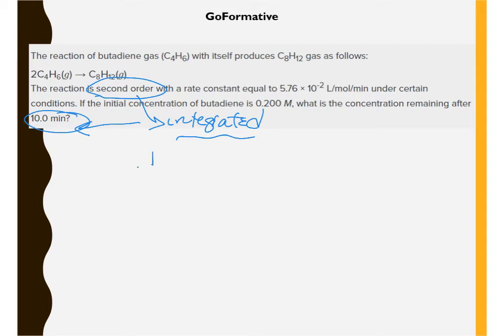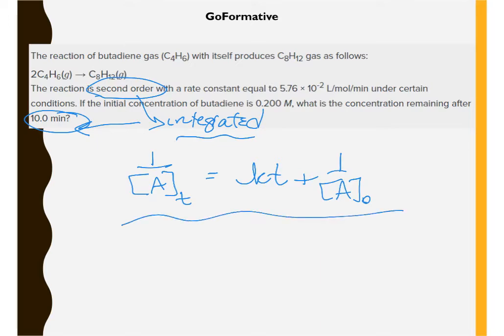What is it? It is 1 over the concentration of the reactant at time t, and that equals kt plus 1 over the concentration of the reactant initially at time 0. And let's see, what are we solving for? It wants to know the final concentration, so that's this. All right, it's plug and chug again.